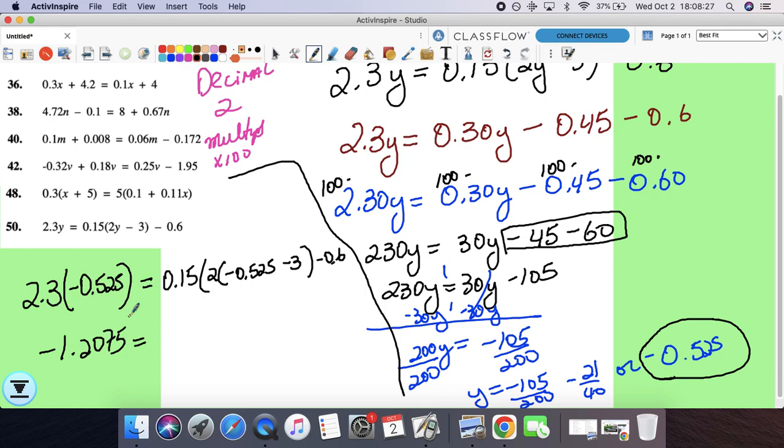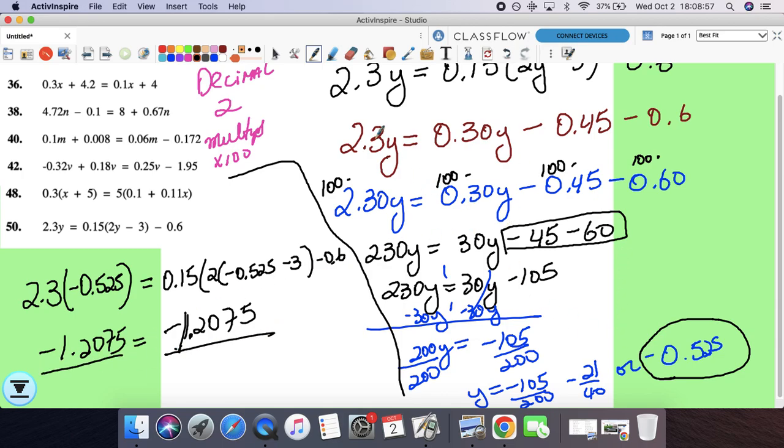No, I don't. Sorry, I made that wrong. It's 2 times negative 0.525. And then I'm going to do minus 3. And then I'm going to times it by 0.15. Enter. And then minus 0.6. This one's a tough one to check. But guess what? We're good.